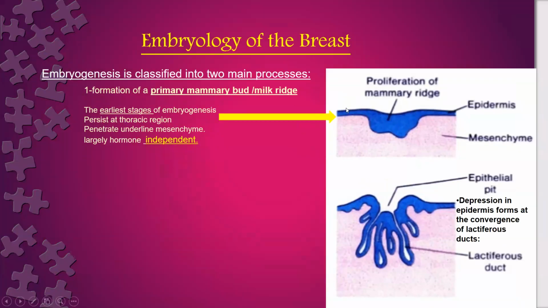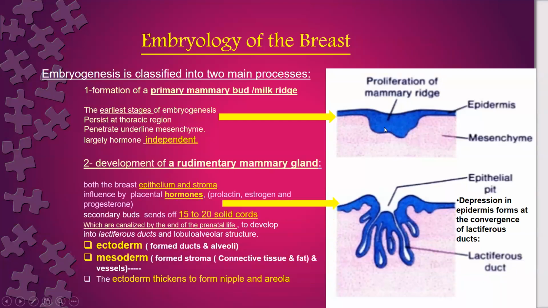And here is the ectodermal thickening. You see, this is the ectodermal thickening we have seen there. It starts to invaginate into the mesoderm. And this is called the primary mammary bud, or mammary or milk ridge. And this is hormone independent. The hormones have no role in the formation of the primary mammary bud or mammary ridge.